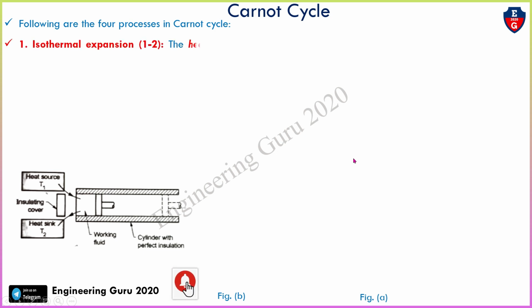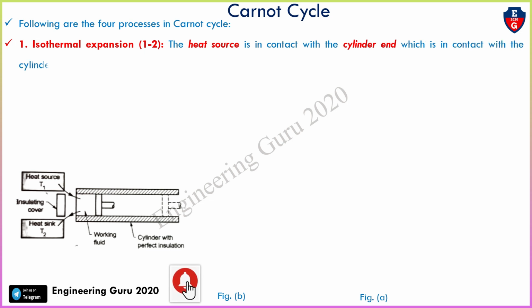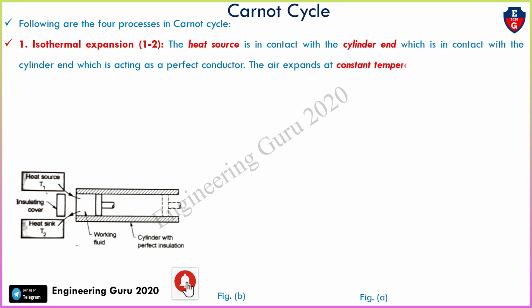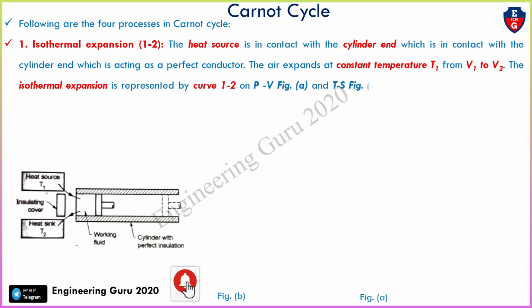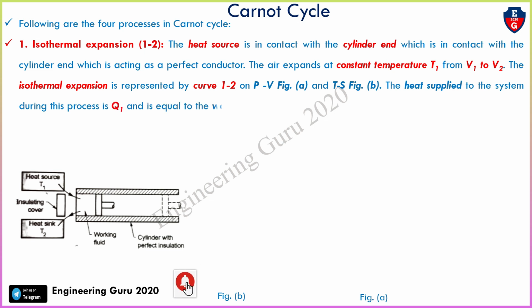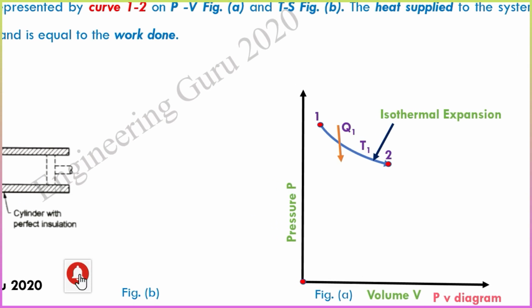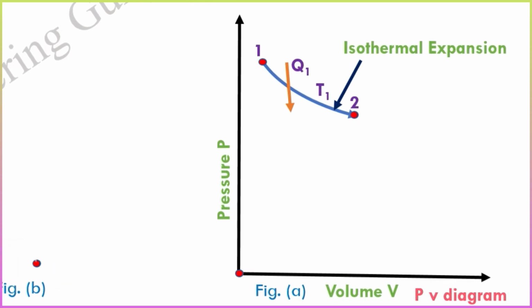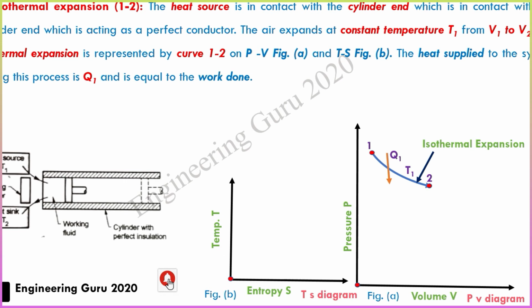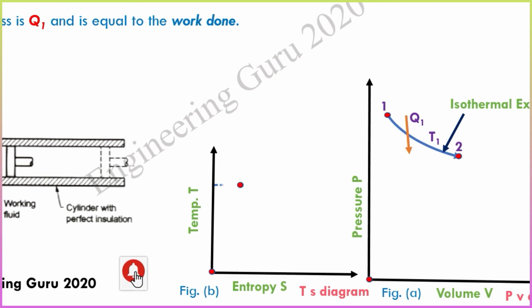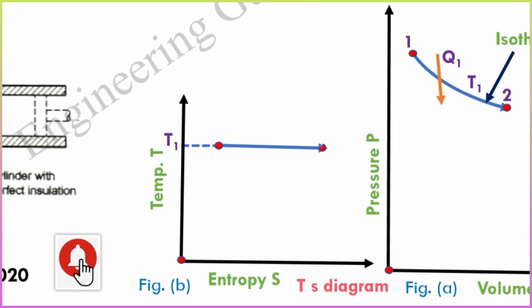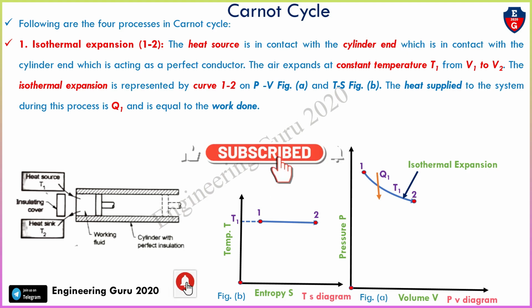Now understand the first, that is isothermal expansion 1-2. The heat source is in contact with the cylinder head, which is acting as a perfect conductor. The air expands at constant temperature T1 from V1 to V2. The isothermal expansion is represented by the curve 1-2 on the PV diagram, that is figure A, and the TS diagram in figure B. The heat supplied to the system during the process is Q1, which is equal to the work done.